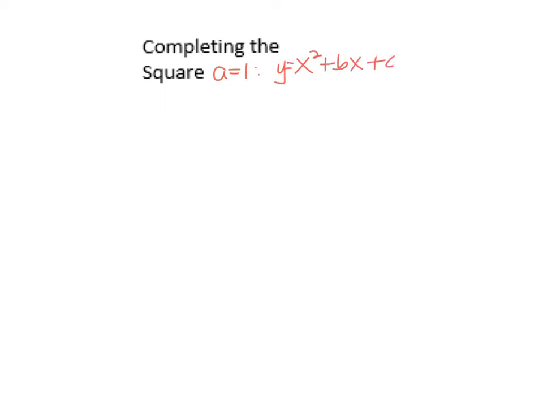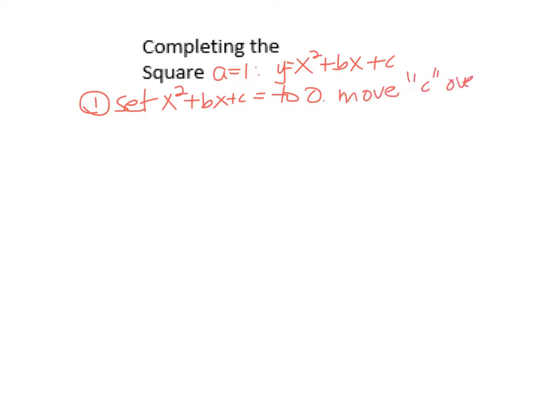That's our standard form. The first thing you want to do is set x squared plus bx plus c equal to 0, and then move c over. That would leave x squared plus bx on one side. C, you'd move to the opposite side. To do the complete the square process, you're going to take half of whatever b is, whether it's positive or negative.